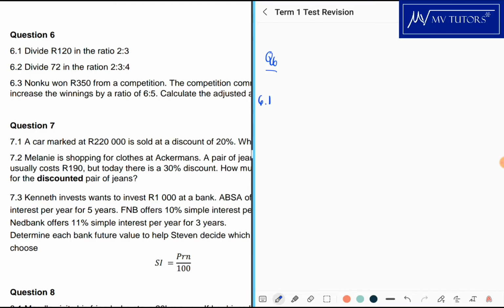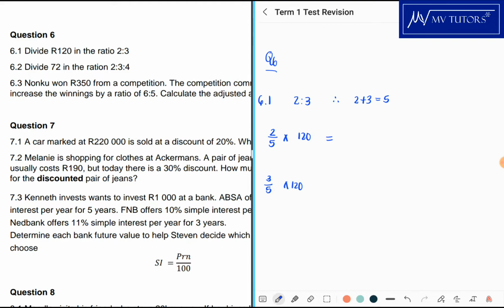Now we're dealing with ratios. Another topic that's quite very nice. So it says divide 120 in the ratio of 2 to 3. Okay, what do we do first? Firstly, we have a 2 to 3 ratio, right? We're then going to say 2 plus 3 is 5. So now I'm going to say 2 parts out of 5, and I'm going to multiply by 120. That's one portion. And then we also have 3 parts out of 5 that we're going to multiply by 120.